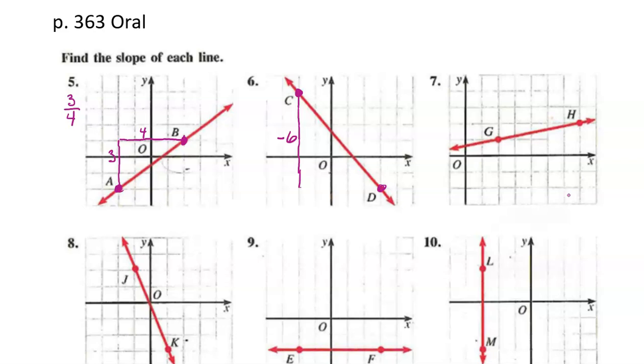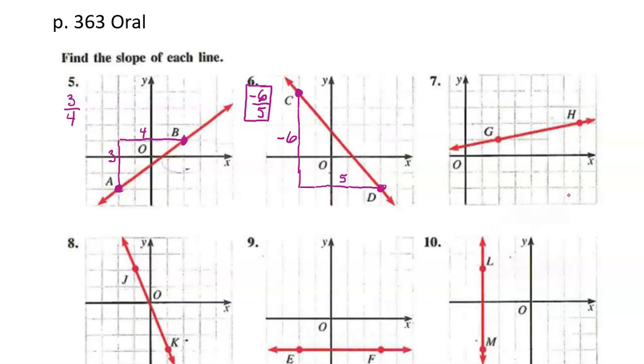Now run to the right. 1, 2, 3, 4, 5 squares. The rise is represented with -6 because you're actually going down the paper, and the run is positive 5. The slope is negative 6 over 5.